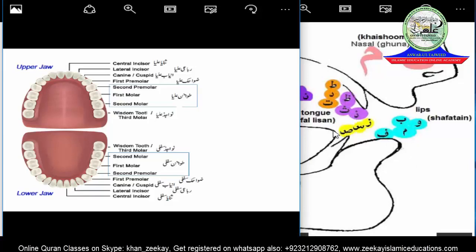You can see that we will touch the tongue's tip with the roots of thanaya ulya, the joining part, the part which is joined with our palate, with our jaw, this part. The tongue would touch the root of these teeth, thanaya ulya. Here we can see that we will touch this part of our teeth to pronounce ta, to and da.